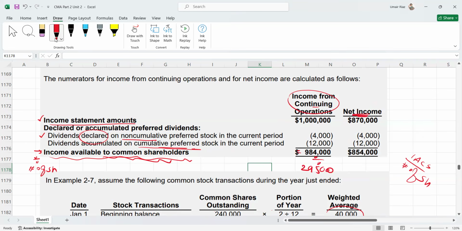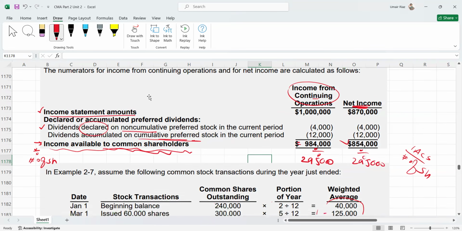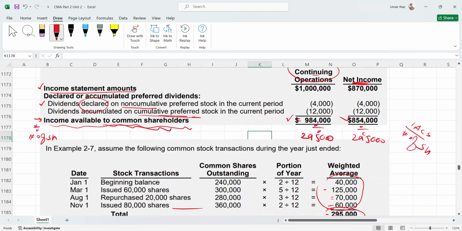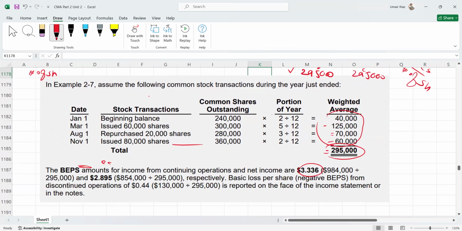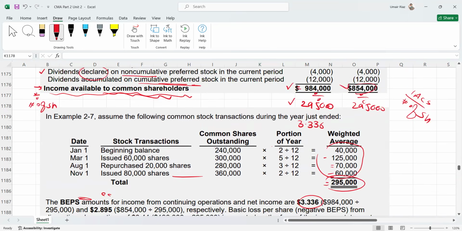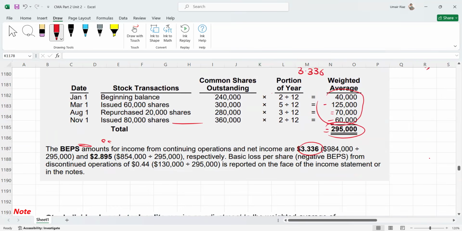In the same way, we'll take net income available to common shareholders, which is 850,000, and divide it by 295,000. So we will get the EPS calculation. Dividing 984 by 295, our EPS will be 3.336. And for the second figure, 854,000 divided by 295,000, we get an EPS of 2.895.